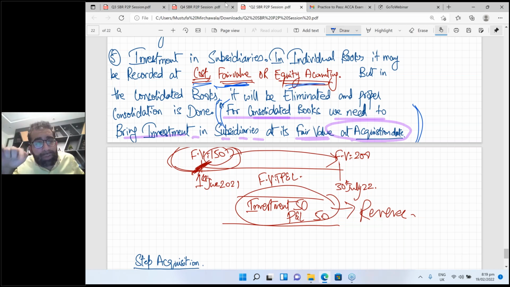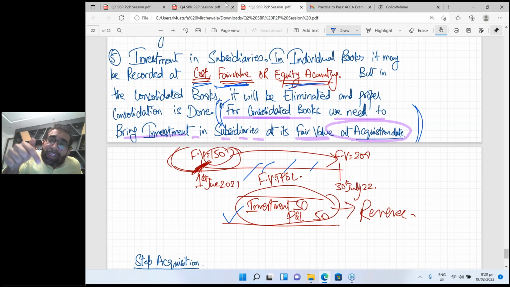So when in the individual books you are doing accounting of fair value through P&L, definitely you need to bring it to fair value at each reporting date. Let us say after takeover, in 1 year, the fair value increased from 150 to 200. So definitely in the individual books of P company, the accountant made this entry: investment debit, P&L credit.